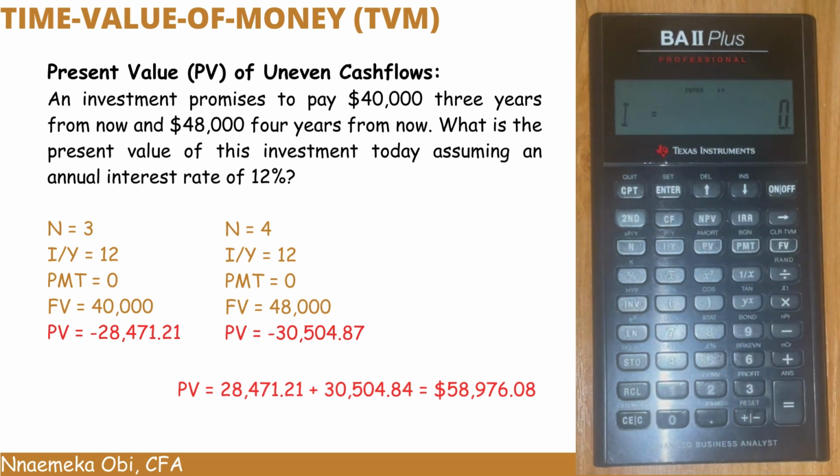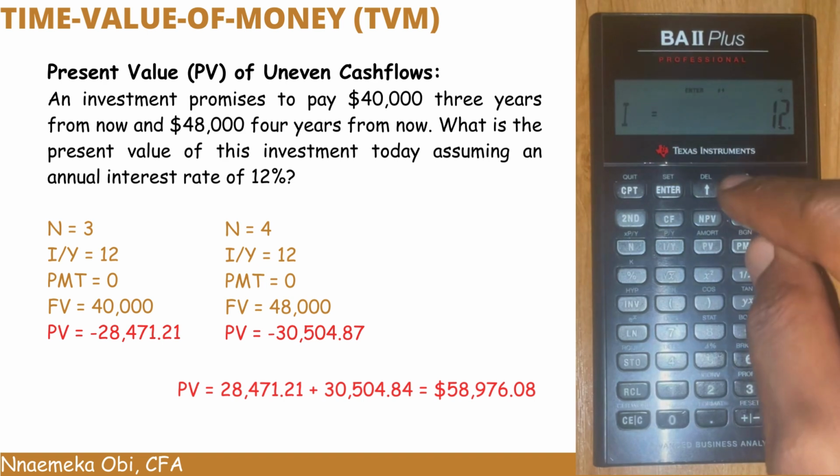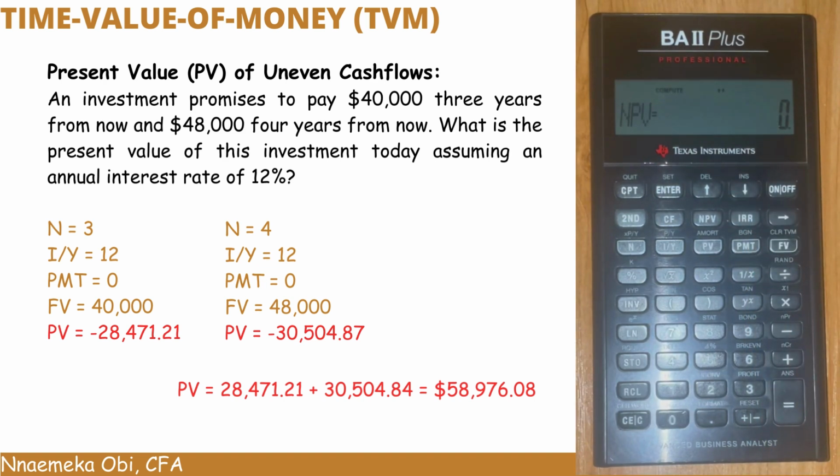We'll press NPV. Now this I is our interest rate. So we'll press 12. We'll press enter. We'll press arrow down. We have our NPV. We'll press compute. So we have that our NPV, which is the present value of this investment today, is 58,976.08. So this is how we can also use the cash flow worksheet to solve this. So if you notice, the cash flow worksheet seems faster for this kind of question.